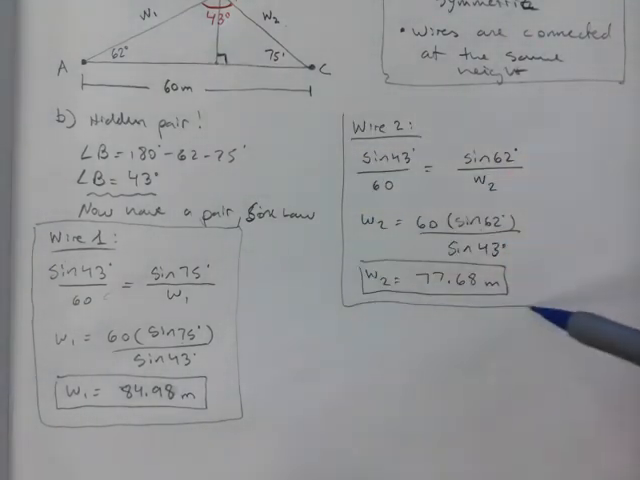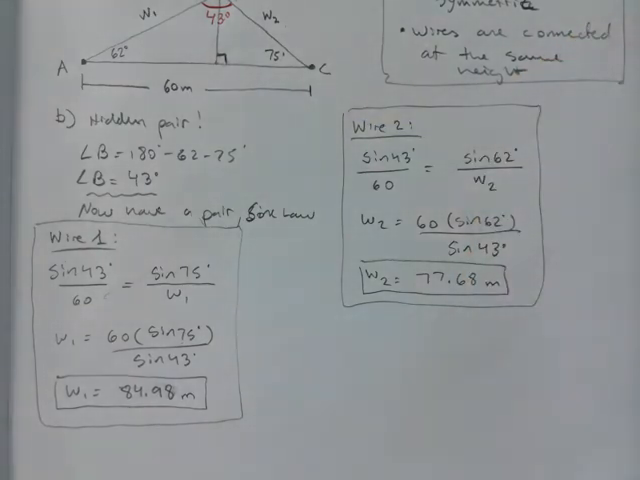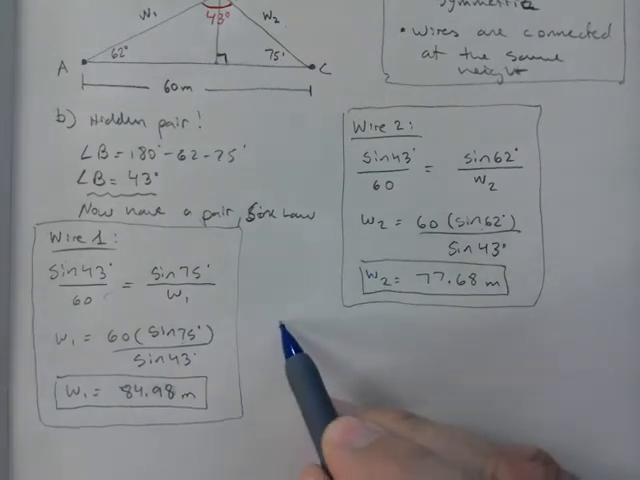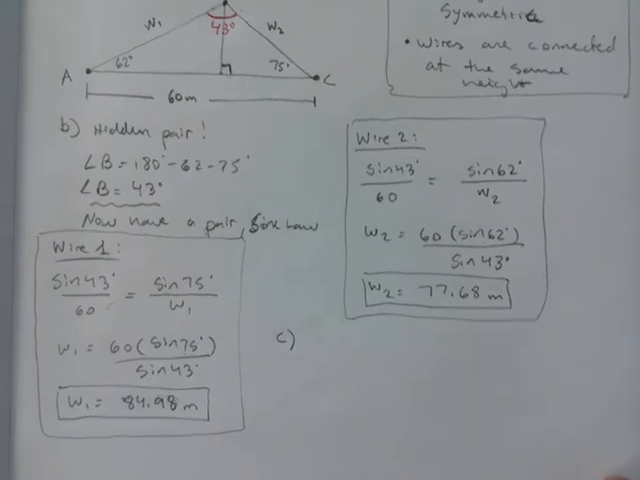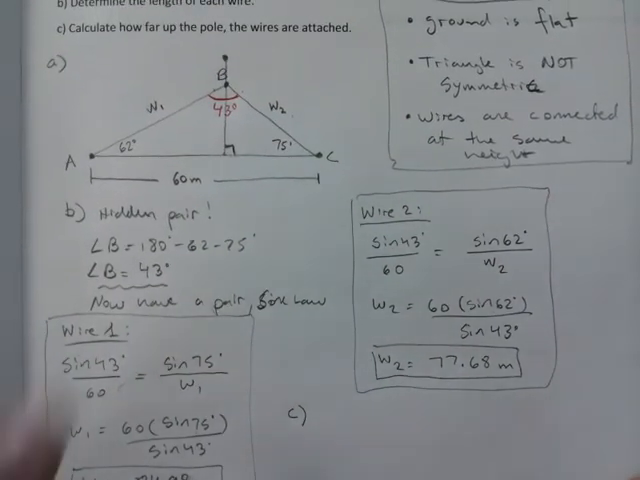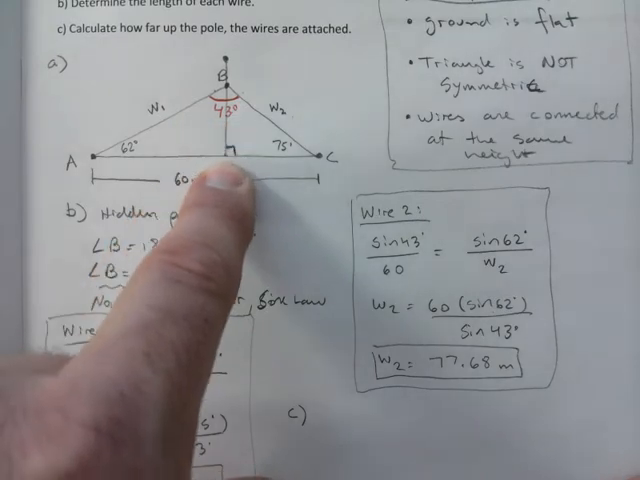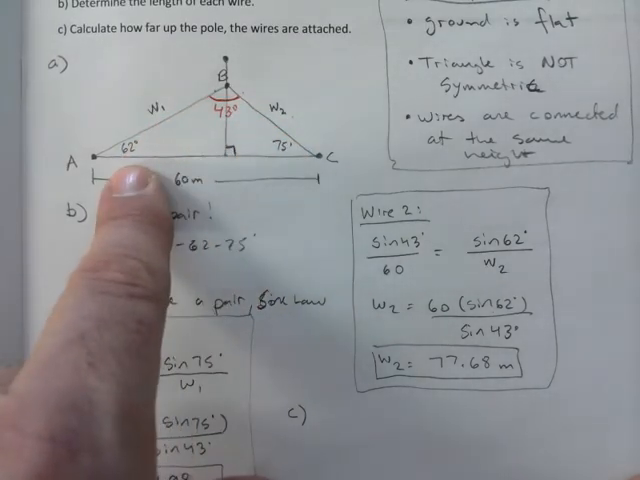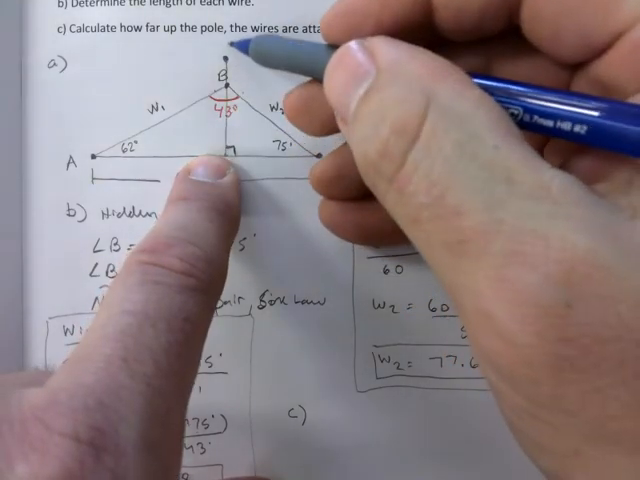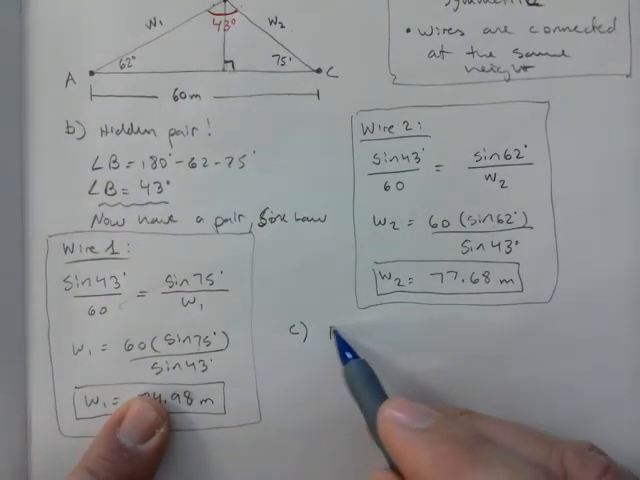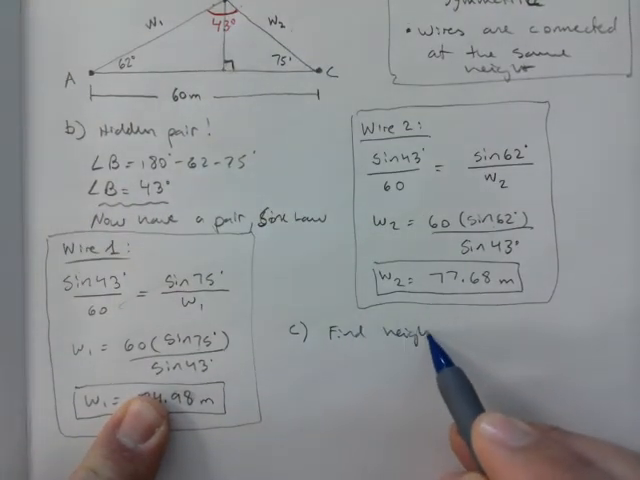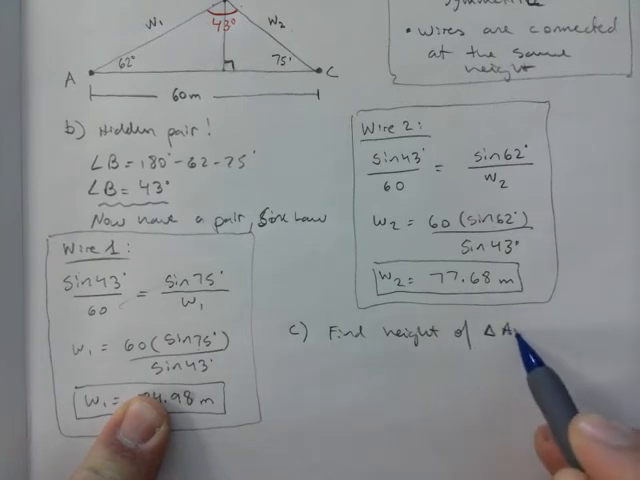And so wire 2 is right here. It's all in one place. I can go get it. We're done now with B. So B is done. So section C, it says calculate how far up the pole the wires are attached, right? So how high up the pole. It's asking to find the height of this triangle, not the antenna, because we don't know how far up the antenna, but how high up the pole, we can figure that out. So find the height of triangle ABC.